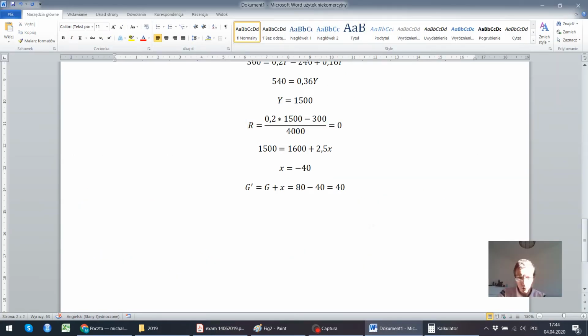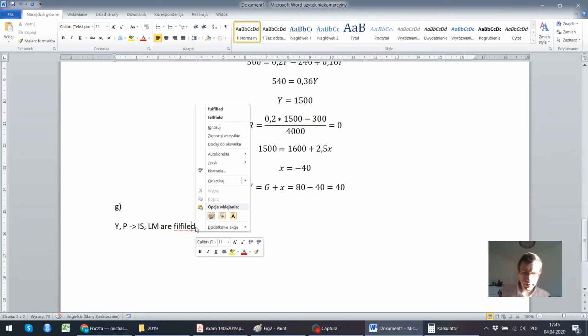Let us first focus on the AD curve. You know what the AD curve is? We wrote the definition of the AD curve. The AD curve is simply the relation between output and prices so that IS and LM are fulfilled. Okay, and this is the aggregate demand curve. So now let's derive it.